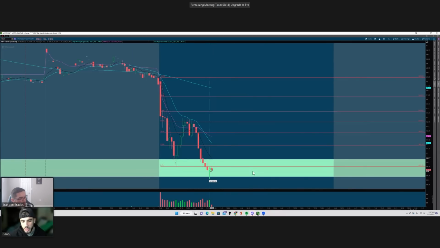Now on the 5 minute, we could see that it closed as a doji, or it has a hammer candle, right? Whatever, either one. We've seen buyers step up down at this level.